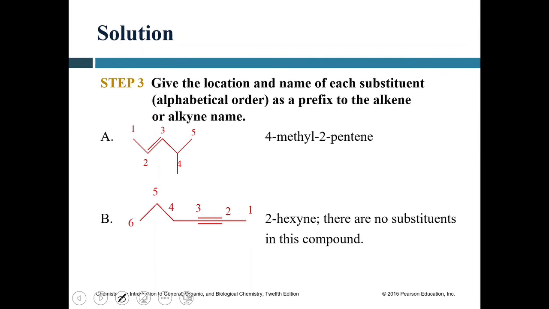And then you put the location and the name of the substituent, in alphabetical order. So if this is number 2 and 3, this is going to be number 4. So 4-methyl-2-pentene. No substituents here, so just 2-hexene.